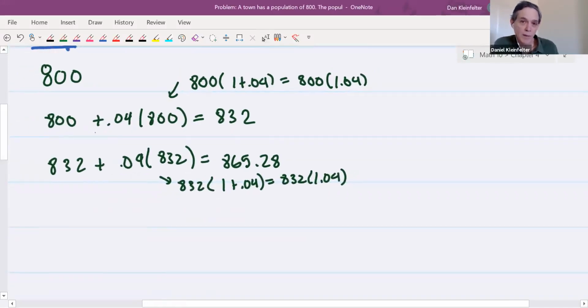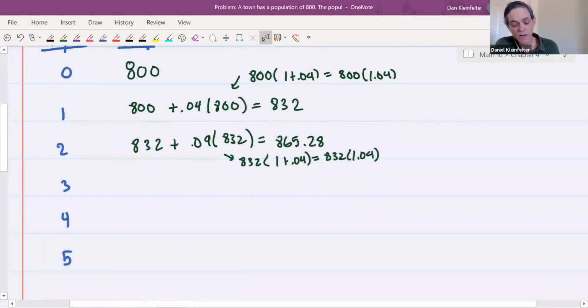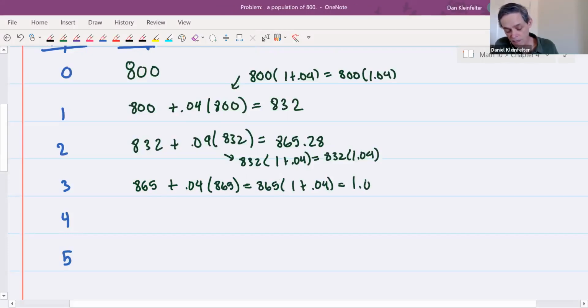So rather than multiplying and adding, we can just do one multiplication by 1.04. Let's try that one more time. For row 3, it was 865.28. Let me just round that down to 865. 865 plus 0.04 times 865. The 865 factors out, leaving 1 plus 0.04. And that's 1.04 times 865. Let me put the 865 in the front.